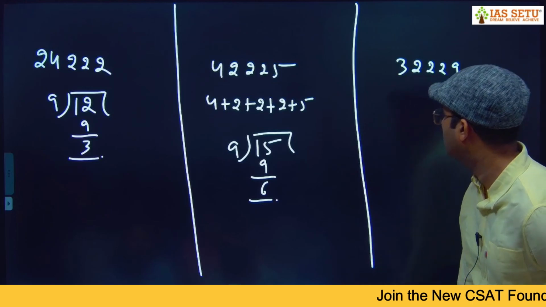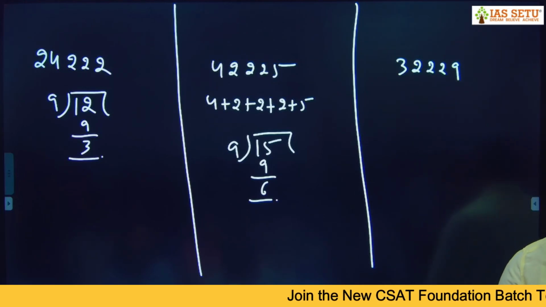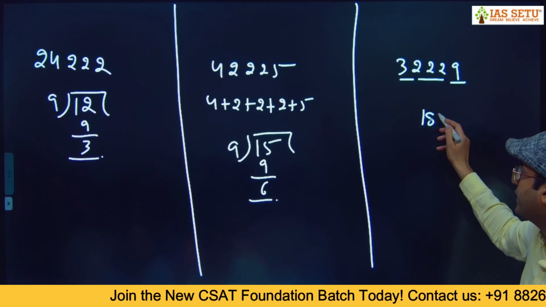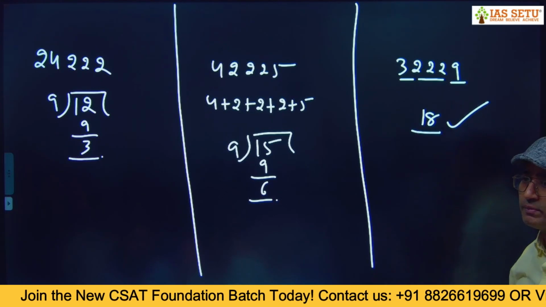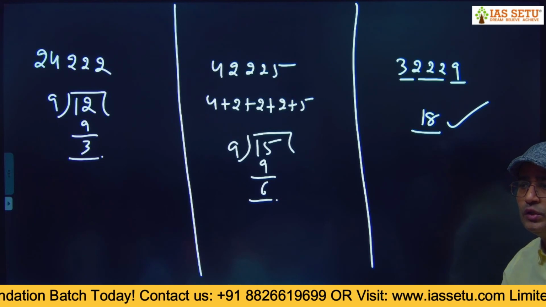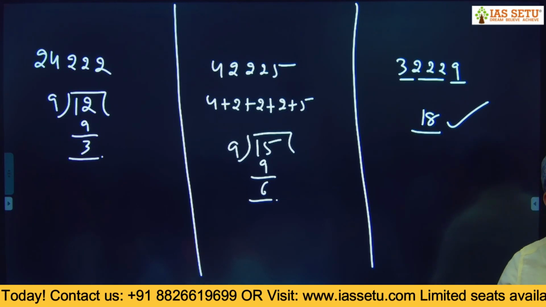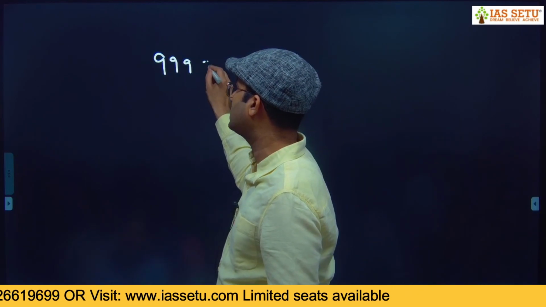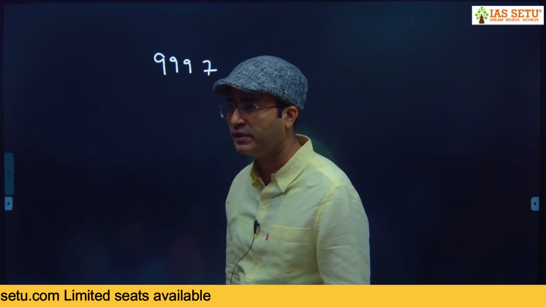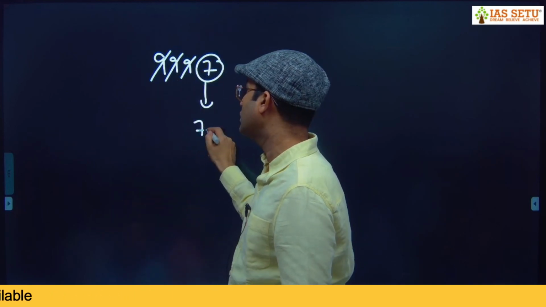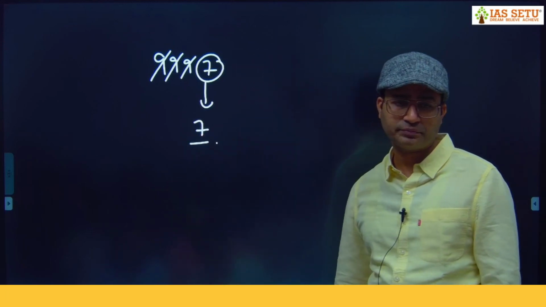32,229. Is this number divisible by 9? Yes or no? Yes. 3 plus 6, 9, plus 9, 18. 18 is divisible by 9. So it means yes, this complete number is divisible by 9. Here also, if you can trace 9 in your number, you can ignore it. Like if I ask a number 9997 and I ask if we divide this number by 9, what is our remainder? You can ignore this 999. Only this 7 will decide. So what is your remainder here? 7.